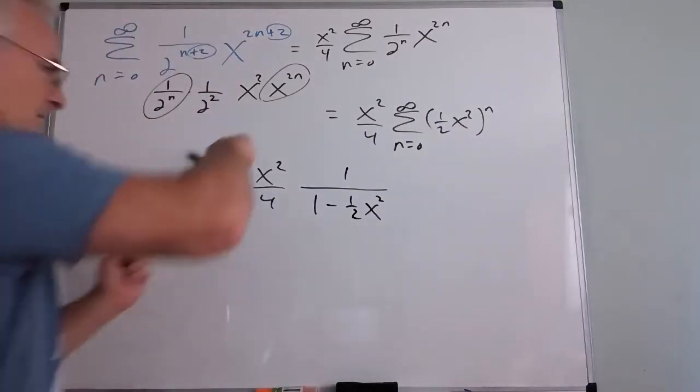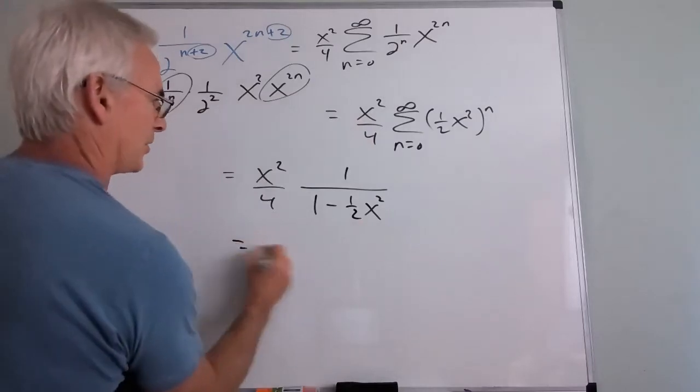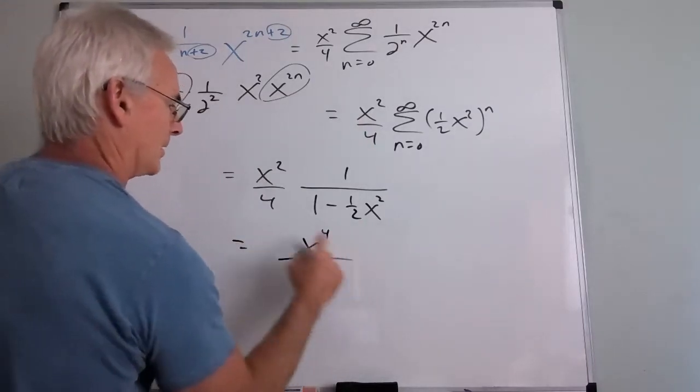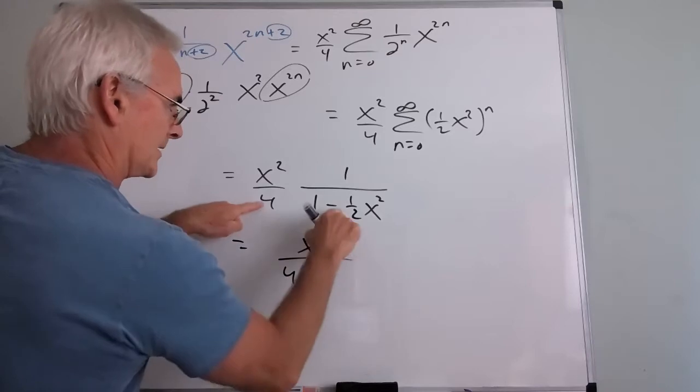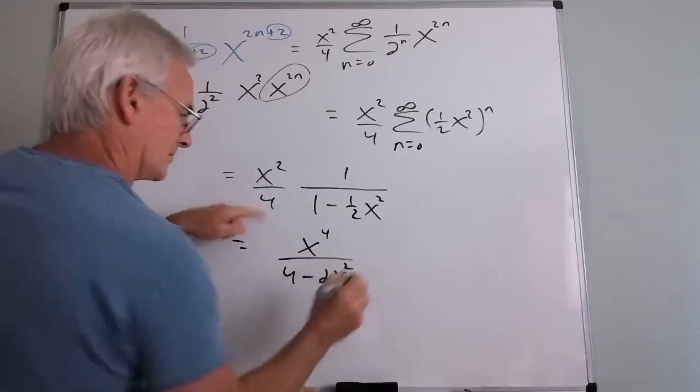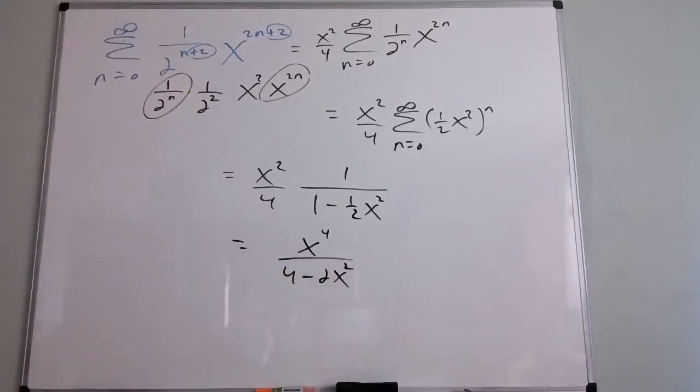What's left to do? I guess if I multiply, I'm going to have an x squared on top. 4 minus 2x squared. Is there anything else I can do algebraically, or is that probably as good as it's going to get? I think this is it. That's probably as good as it's going to get.